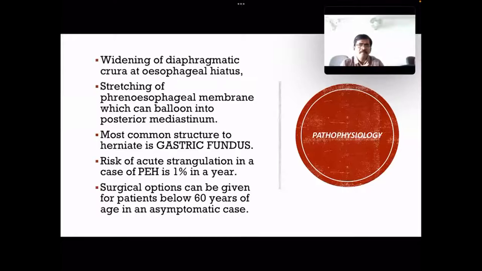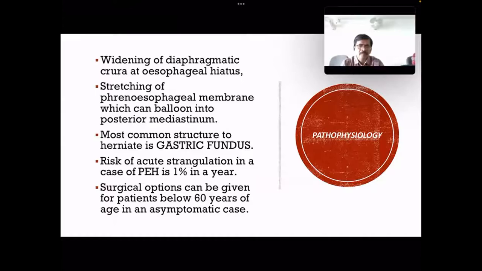What is the pathophysiology? There is widening of the diaphragmatic crura at the esophageal hiatus and stretching of the phrenoesophageal membrane, which can balloon into the posterior mediastinum, pushing along a pad of fat. The most common structure to herniate is the gastric fundus. The risk of acute strangulation in a case of paraesophageal hernia is 1% in a year. Surgical options can be given for patients below 60 years of age, even in an asymptomatic case.